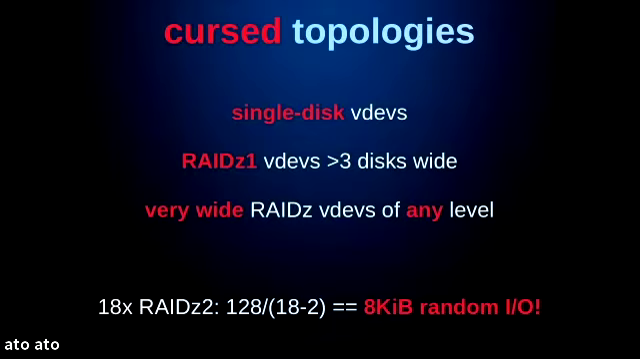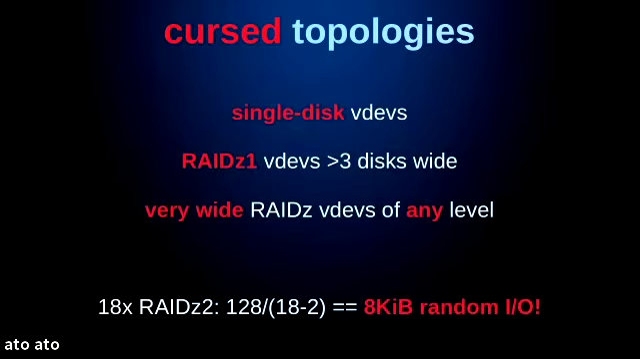Cursed topologies. Never use single disk VDEVs, because if you lose any individual disk, you lose all of your data and you're going to have a bad time. RAID Z1 should never be wider than 3 disks. Modern drives are very large. It takes quite some time to resilver them. And if you've got a wide RAID Z1, you will be absolutely sweating bullets when that one disk fails, and you not only cannot afford to lose another disk, you're immediately uncovered.